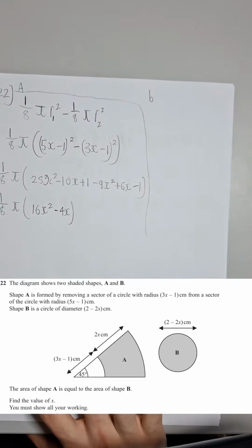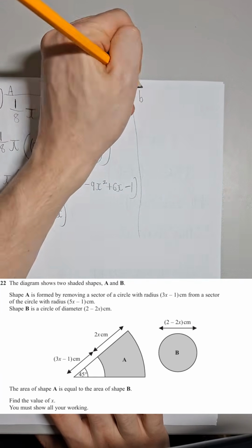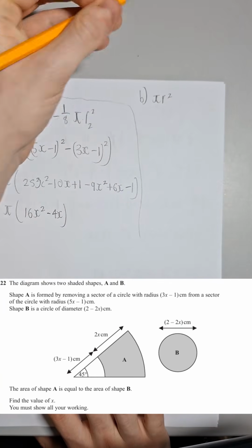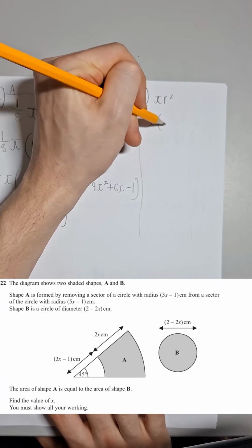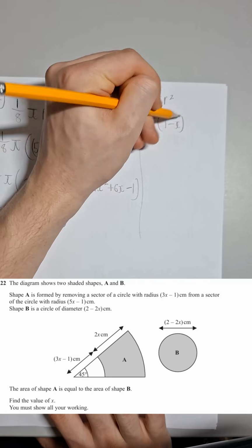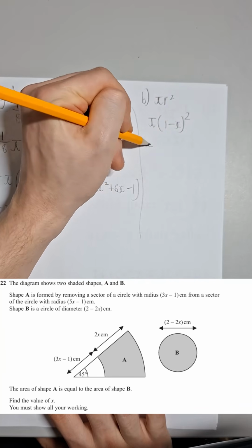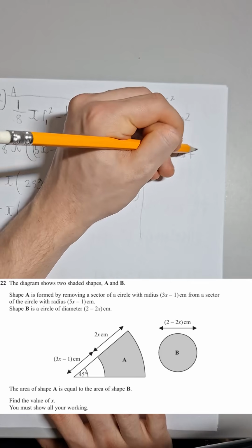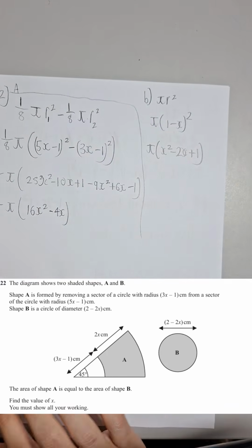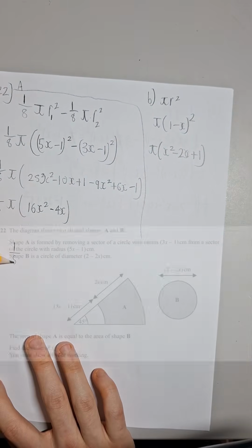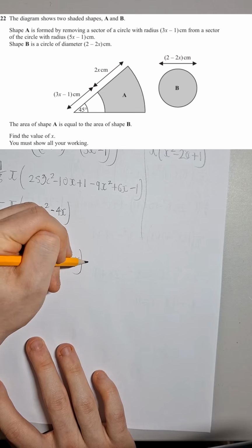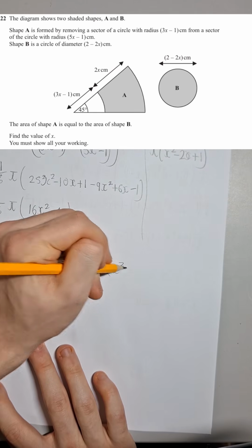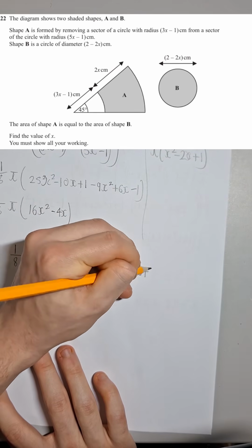And then for B, what we need to do is we just use pi r squared, where r is half the diameter, so it's just pi times 1 minus x squared, which is just pi times x squared minus 2x plus 1. So then those two are equal to each other, so we can just set them equal to each other. A over 8 pi lines up as: x is equal to pi times x squared minus 2x plus 1.